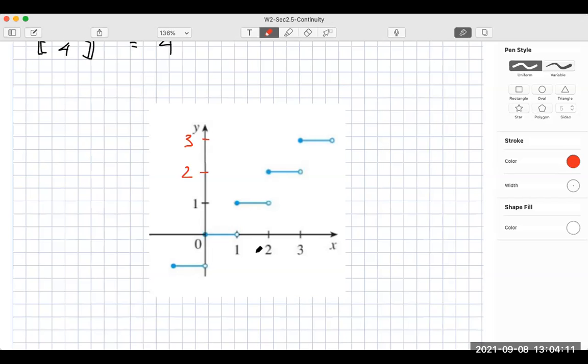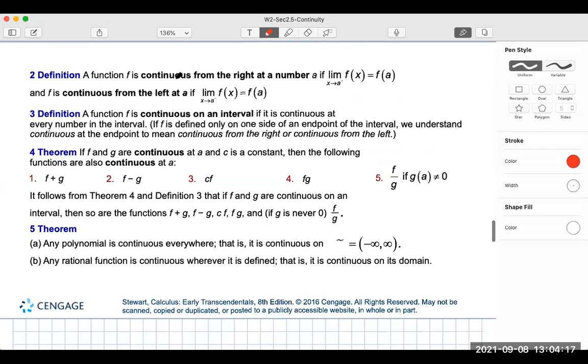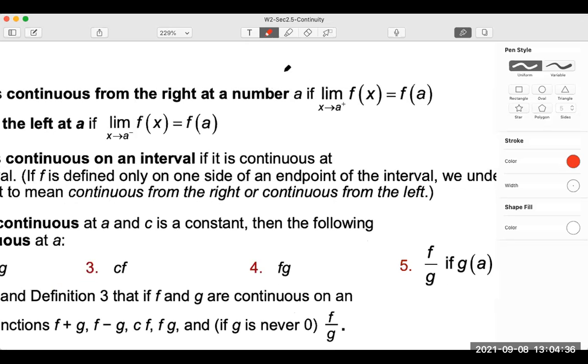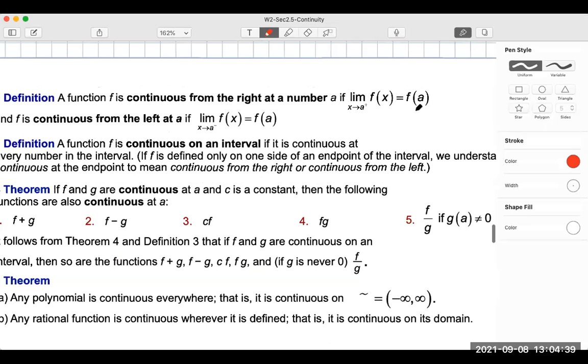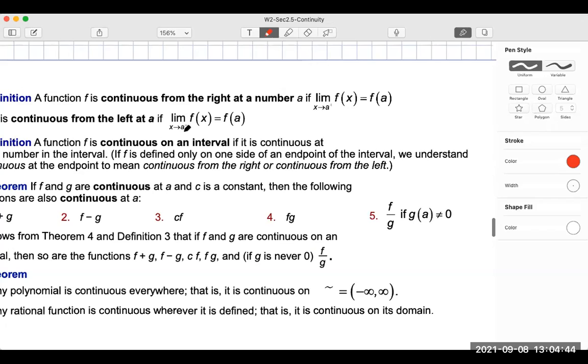So then the next slides. If a function is continuous from the right at the number a, it means that the limit of the function when x approaches a from the right side is equal to the value of the function at a, then we call it continuous from the right. Similarly, if the limit of f of x when x approaches a from the left is equal to f of a, then we say it is continuous on the left. Okay?